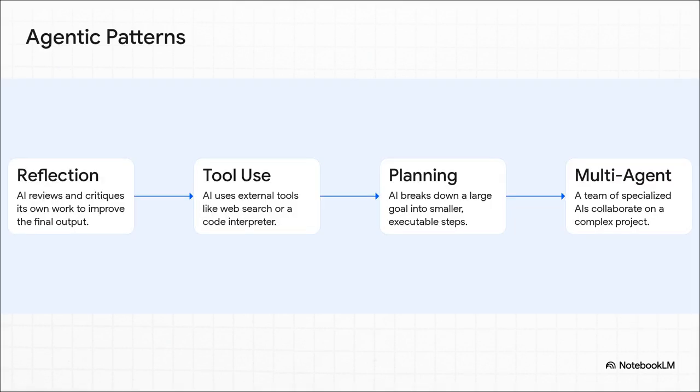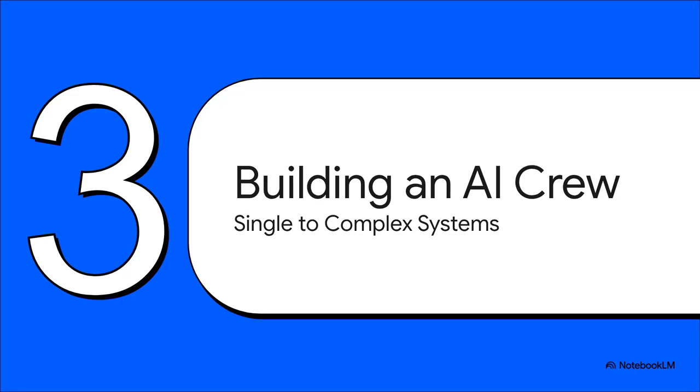So here's how it works. Red is for reflection. That's the AI critiquing its own work. Turtles is for tool use. This is where you give the AI access to things like a web browser or your calendar. Paint is for planning. The AI figures out the steps it needs to take to get a job done. And finally, Murals is for multi-agent systems, where you literally have a team of different AIs working together on one big project.